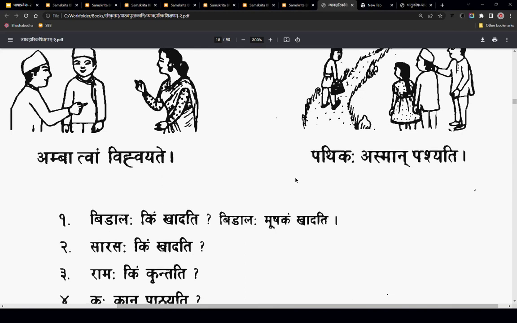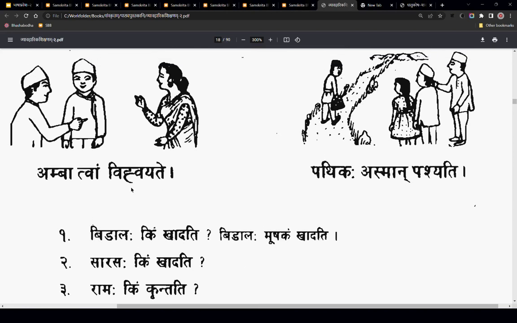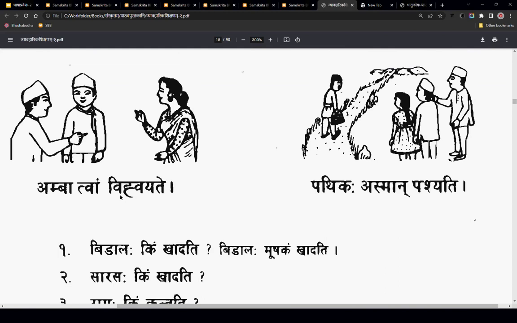There are a few more. Amba tvam vihvayate. Vihvayate. Here the upasarga vi is used, but is not necessary. The meaning remains similar or same. Hvayate is the kriyapada here. Hva. Hvayati, hvayataha, hvayanti. Hvayati means calling, inviting somebody. So we know ahvana, right? Ahvana means amantrana, or calling, invitation, which has the same dhatu.